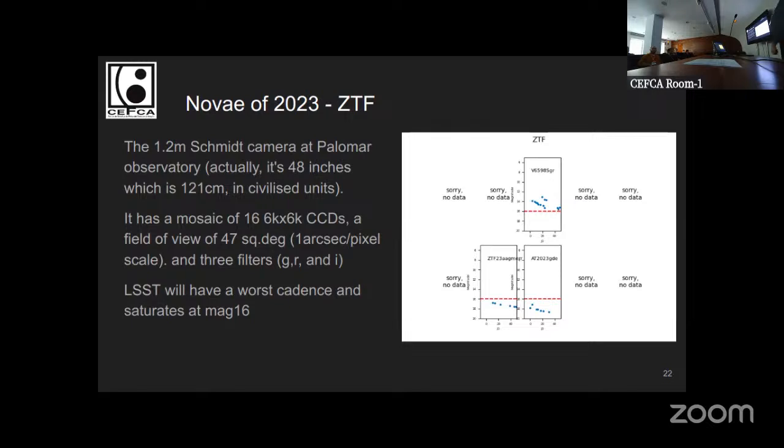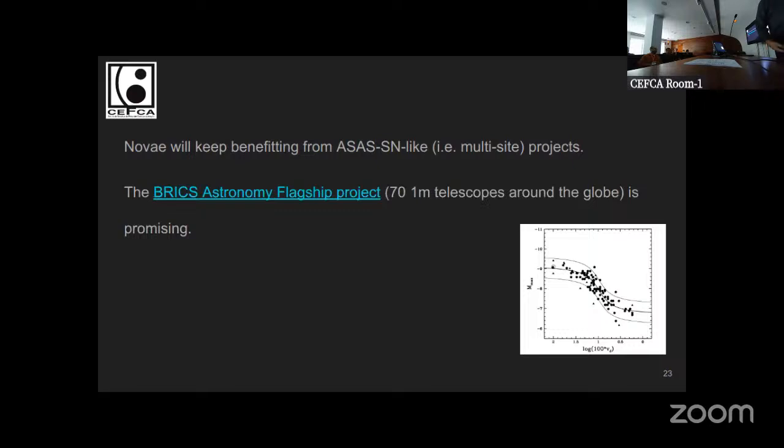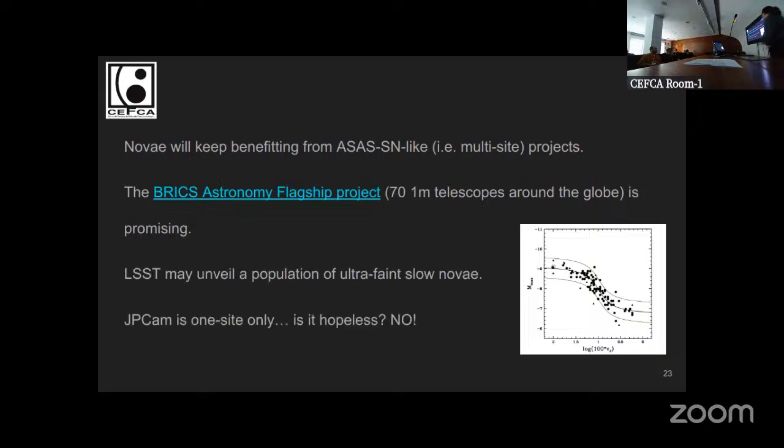The red line is the saturation limit of LSST. So that means anything brighter than that red line, LSST will not see. So that means that LSST may or may not be able to see one of these 3 novae. But remember that LSST observes in 6 filters rather than the 3 of these surveys. So it may or may not be able to have the same time resolution. So for the future, novae will keep benefiting from projects like ASAS-SN. And if you don't know it, there's a big astronomy flagship project coming online. And LSST is not going to play a major role in this science.